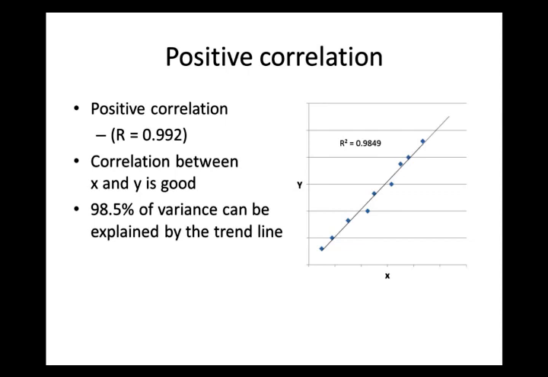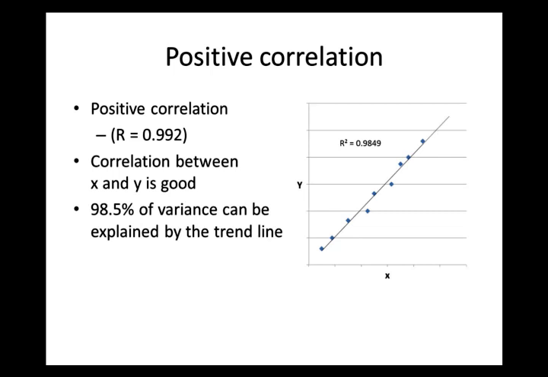Now I've also plotted on the graph the R squared value, which is 0.9849. And this is quite a useful figure because I think it's quite easy to understand what the R squared value is telling us. It's telling us that 98.5% of the variance can be explained by the trend line. Okay, so this is an example of a good positive correlation between x and y.